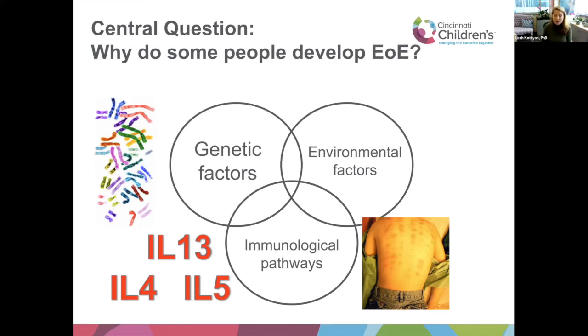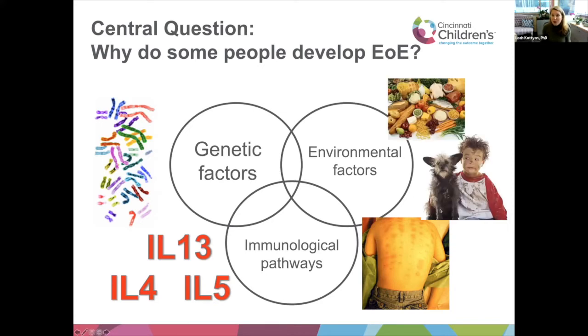Part of those immunological pathways are proteins called cytokines that immune cells make. And that includes cytokines like IL-13, IL-5, and IL-4. Whenever we're thinking about a disease like eosinophilic esophagitis, we're obviously thinking about eosinophils. And those immune cells actually live, proliferate, and mature because of cytokines like IL-5. So it's important to think about those immunological pathways.